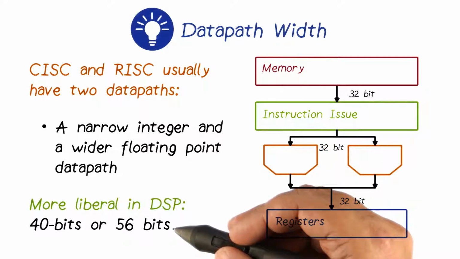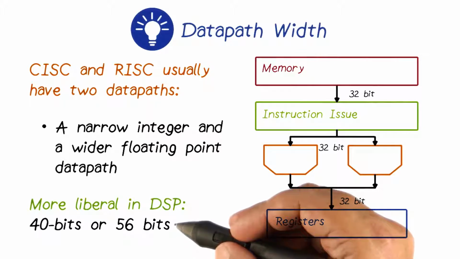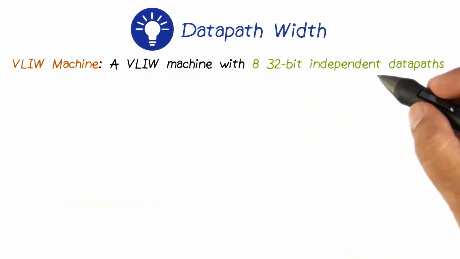DSPs, on the other hand, is a totally different story. Remember, the signal has to be encoded through AD conversion and so on, and typically those signals occupy 40 bits or 56 bits. These are odd numbers, but that is how most of the AD converters work, by converting analog signal to their digital counterparts. So since the signal is represented using 40 or 56 bits, the data path widths in DSPs is typically 40 or 56 bits.